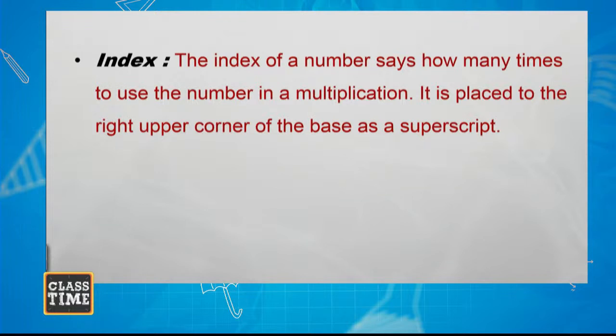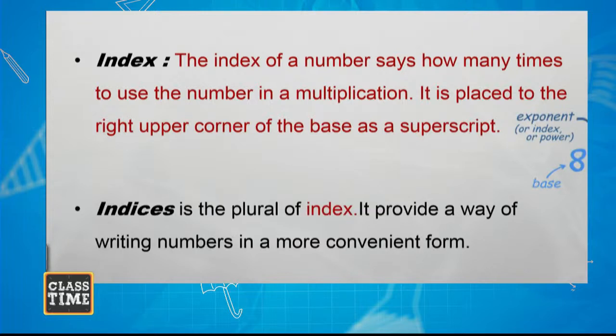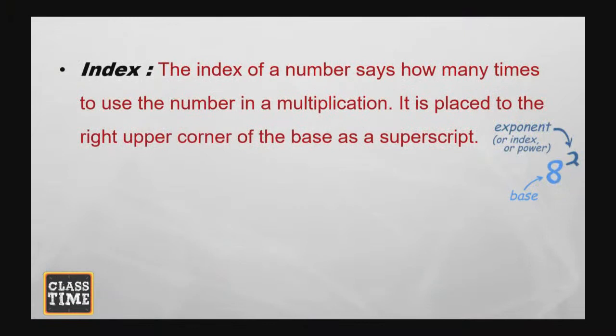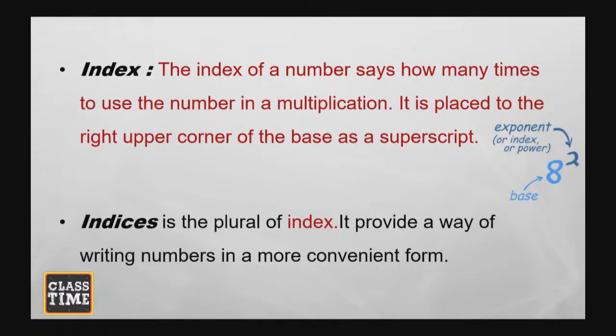Then you have index. The index of a number says how many times to use a number in a multiplication. It is placed to the right upper corner of the base as a superscript. Now let's look at that. As you can see here, 8 is the base, 2 is the exponent, index or power. Those three words are interchangeable: exponent, index or power. And indices is the plural of index. It provides a way of writing numbers in a more convenient form. So let's take a look at a few examples.